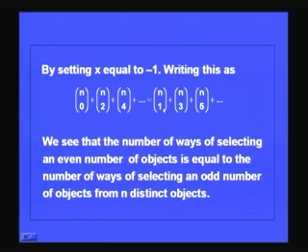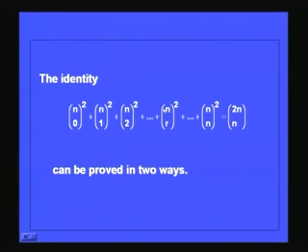Now, look at this. This is an identity. How can you prove this identity? nC0 squared plus nC1 squared plus nC2 squared, etc., plus nCr squared, etc., is equal to 2nCn. This can be proved in 2 ways. Let us see how we can prove this.